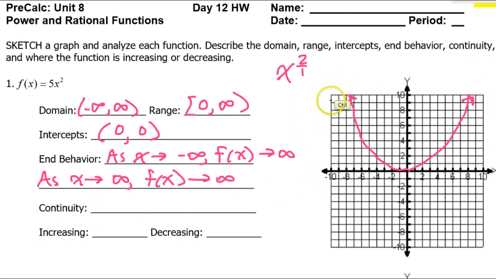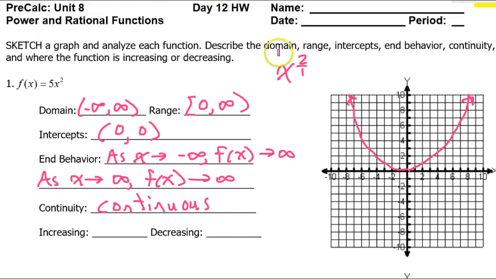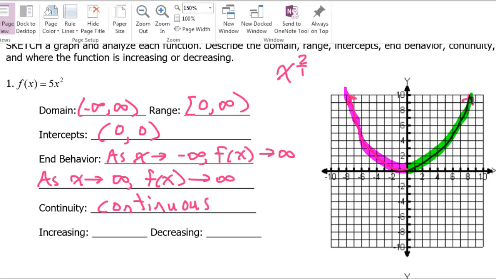Continuity. This graph is continuous. All right, there are no jumps or holes or asymptotes. So this is continuous. Okay, now increasing, decreasing. When I look at this graph, from left to right, it's going downhill from here to here, so that's decreasing. And then it's going uphill from here to here, so that's increasing.